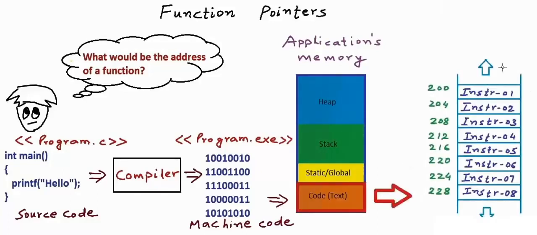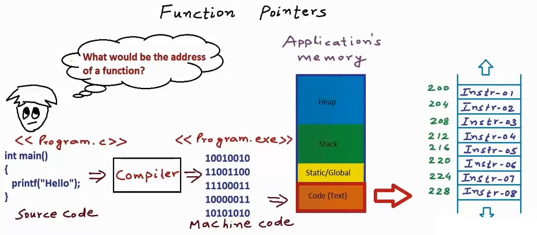I'm trying to show the section of memory storing the instructions here. Each partition here is a block of 4 bytes and address is increasing from top to bottom. So we have instruction 0 at address 200, and the next instruction is at address 204, and the next is at 208, and so on.